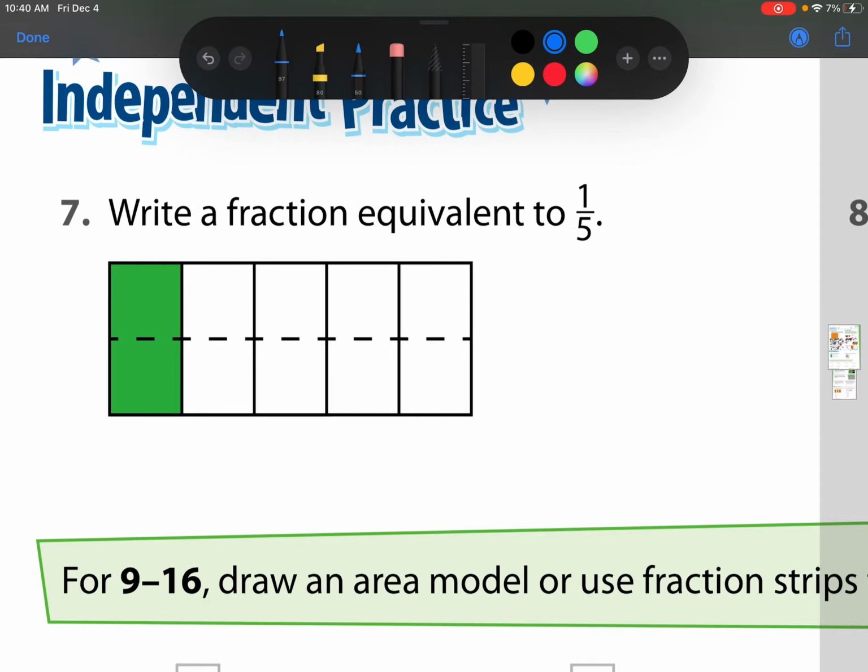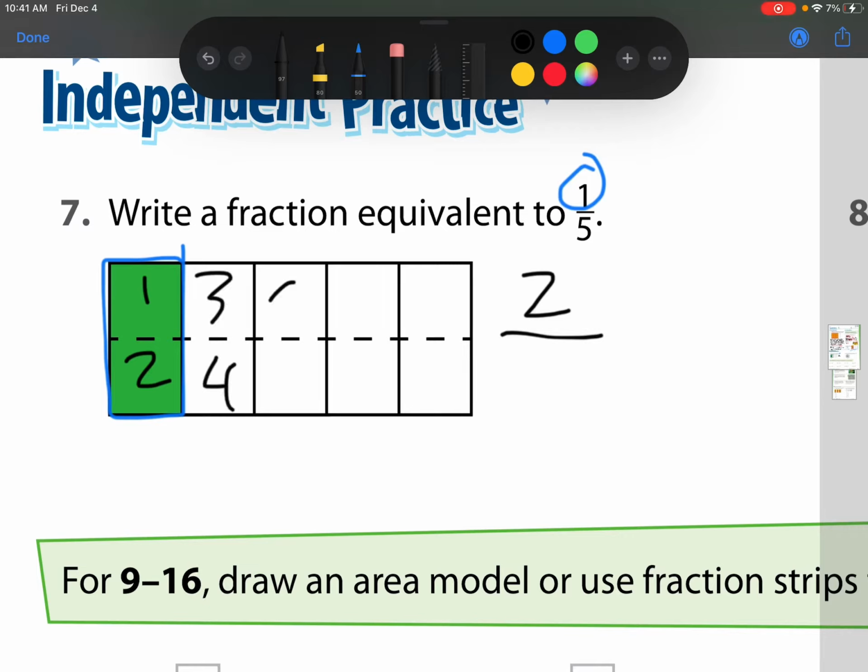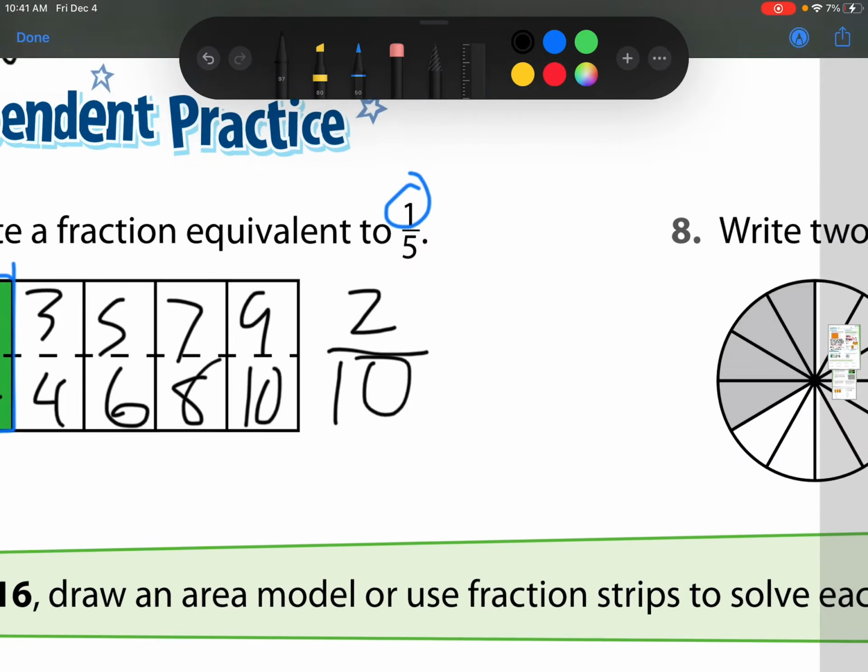Write a fraction equivalent to 1/5. Well, again, this 1/5 they show us is this shaded part right here, and then they split it in half. So how many parts do we have when they split in half? We have 1, 2 parts. So that is going to be 2 parts out of my total, because remember, it's always parts over whole. How many pieces do we need to make a whole? So 1, 2, 3, 4, 5, 6, 7, 8, 9, 10. There's 10 pieces to make that whole.